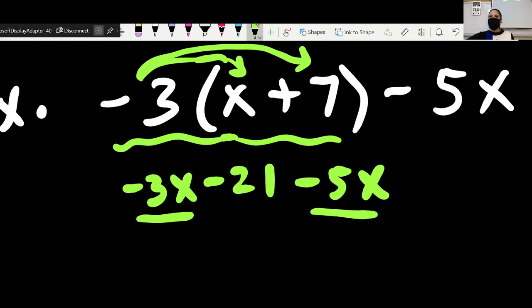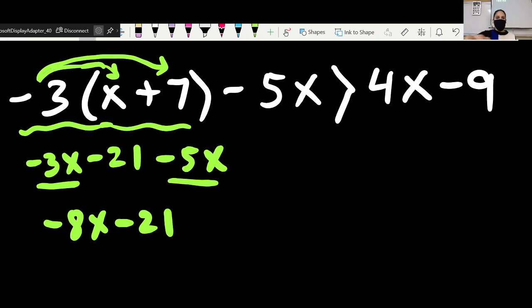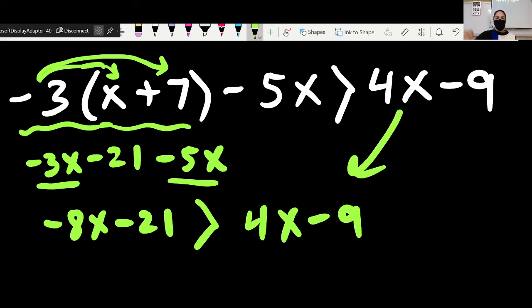Good. Combine these like terms. So what do we get? How many x's do we have when we put those together? Negative 8x minus 21. So we just took the entire left side and dealt with it, but now I need to bring back this other part that I was ignoring. So 4x minus 9. Everybody good with that so far?